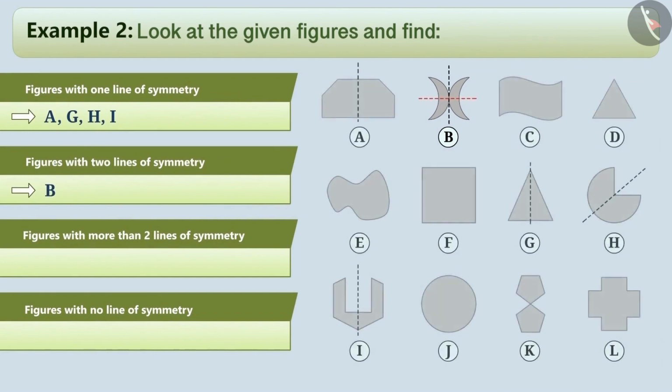Apart from this, figure K also has two lines of symmetry. Thus, figures B and K are the only two figures which have two lines of symmetry. Similarly, can you tell which figures have more than two lines of symmetry? Try it for yourself.